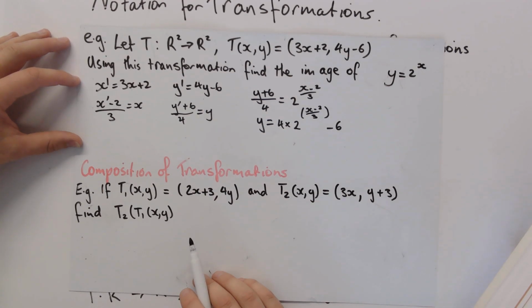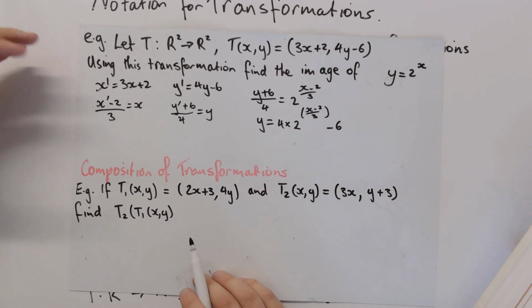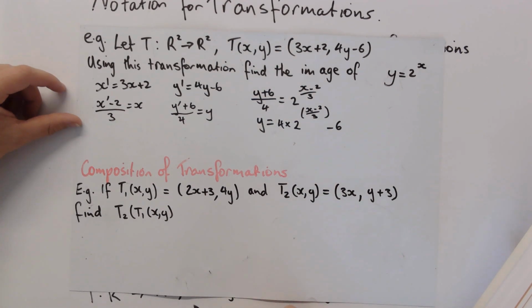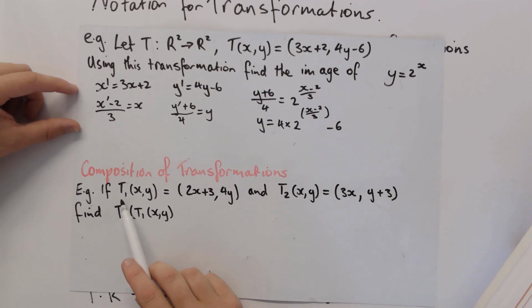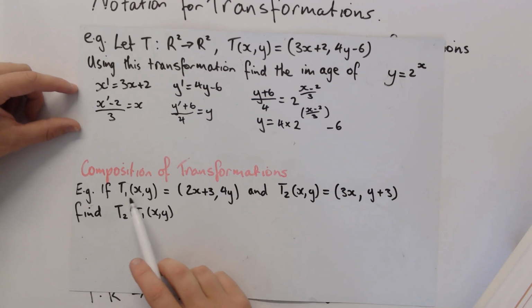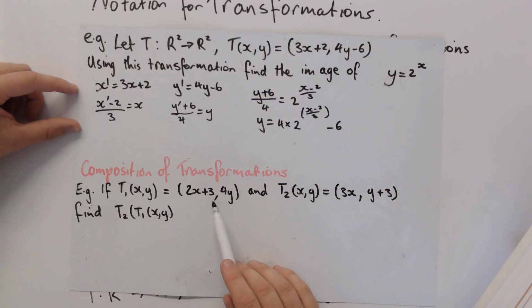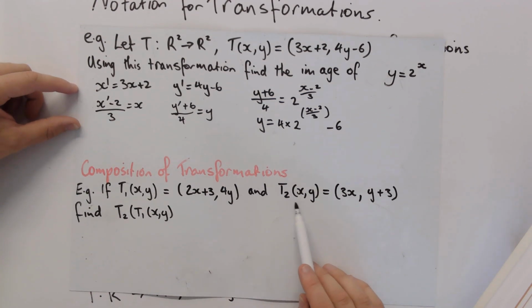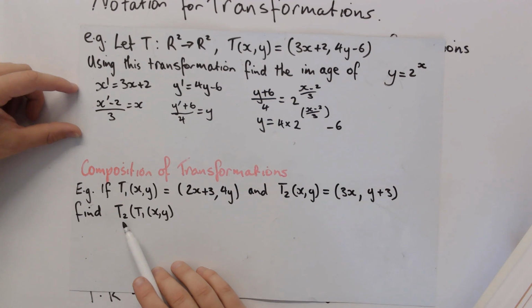So all this is really saying is we can combine transformations, and we know that because there's no reason why you couldn't transform the new function that you've gotten. So we're basically saying here, if one transformation T1 is equal to (2x plus 3, 4y), so there are 2 points, x and y, and T2 is given by (3x, y plus 3). We want to find T2 of T1 of (x, y).